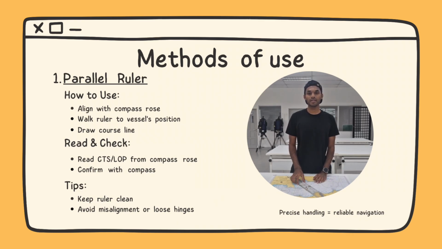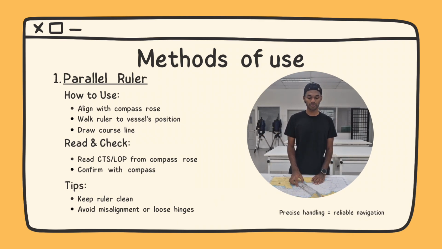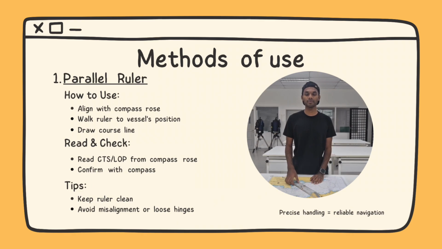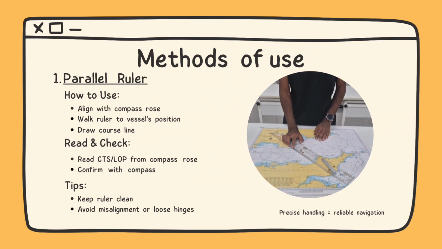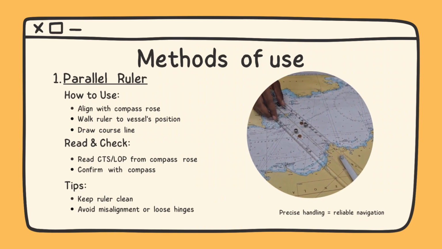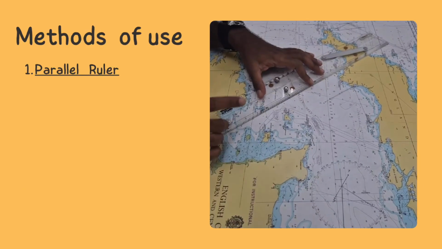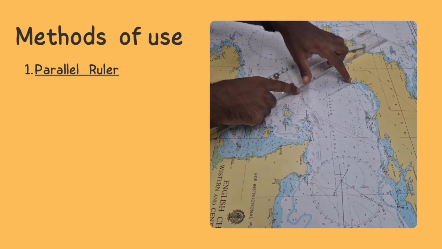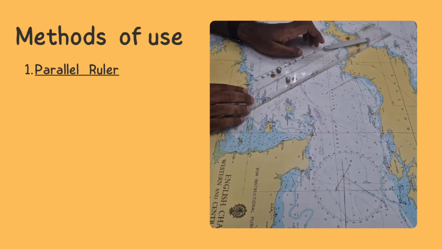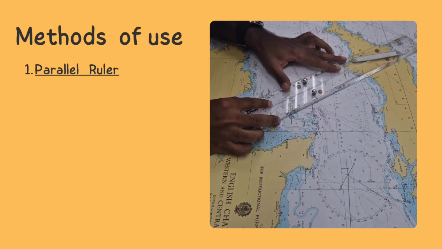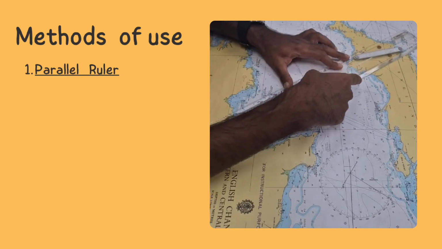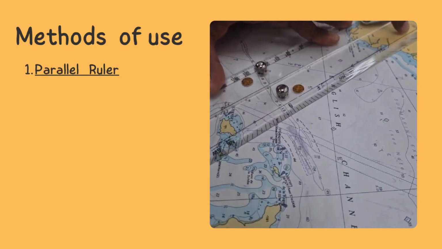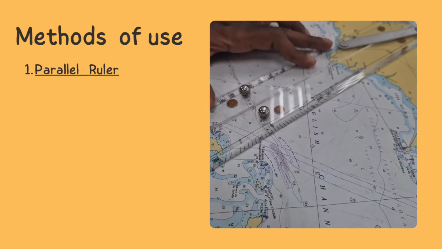Everyone, today me and Dave are going to show you how to use a parallel ruler and a divider. My topic is the parallel ruler. This is how you can use the ruler on a chart map. You see this line is called the bearing line. Take our parallel ruler and keep it on the bearing line. This inside line should be the same as the bearing line. This line and the bearing line should be aligned.